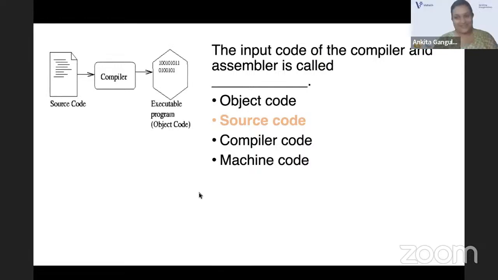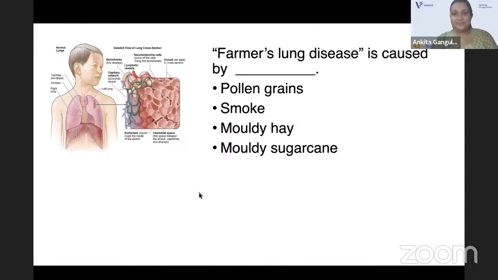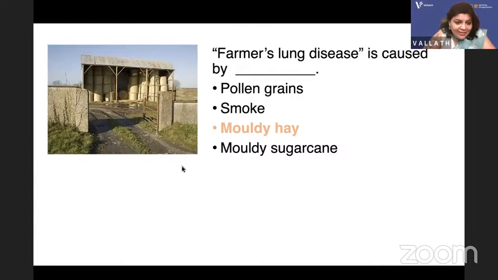Ankita, farmers' lung disease is caused by, is it because farmers smell pollen grains? Is it because farmers smell smoke? Is it because farmers smell moldy hay or moldy sugar cane? Okay, I'm going for smoke. It is moldy hay. There is so much mold here. Don't go near it, you'll get farmers' lung disease.